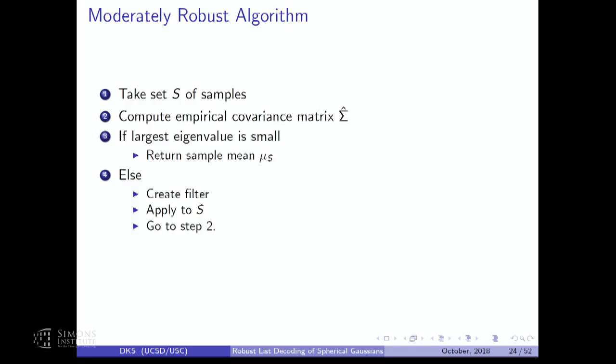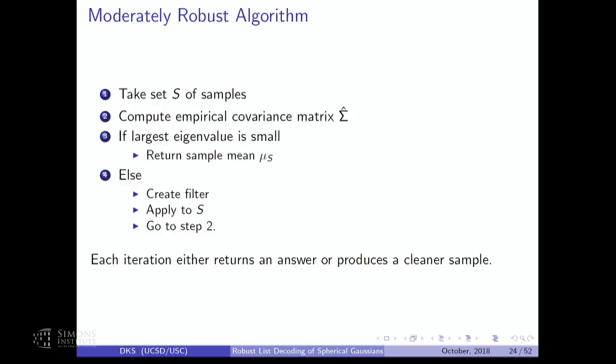What you do is you take a set S of samples, and you compute the empirical covariance matrix. Now, if the largest eigenvalue of this matrix is small, that certifies that your sample mean is a good approximation to the true mean, so you just return that. Otherwise, you project onto this direction, you use that to create a filter, and you apply this to your sample set. You throw away everything beyond this threshold, this cleans up your set of samples, and then you just go back to step two and repeat this.